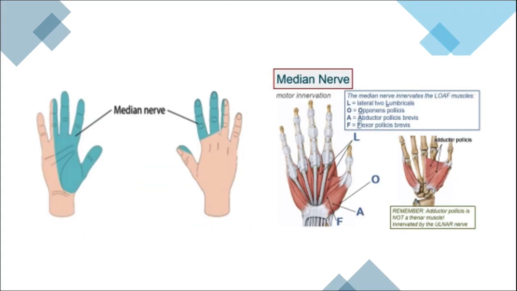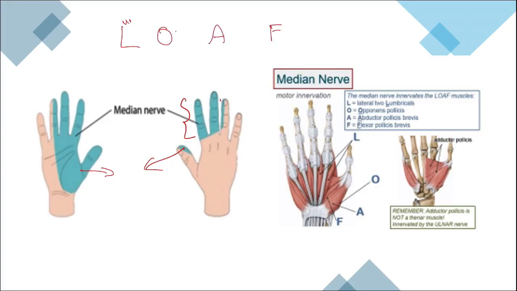Okay, so this is the sensory part of the median nerve. In the sensory part you can see the lateral palm. Okay, the lateral part of the palm and the lateral 3 and a half fingers, including the fingertips also. Okay, so for this median nerve mostly we can remember one mnemonic, that is the LOAF mnemonic.